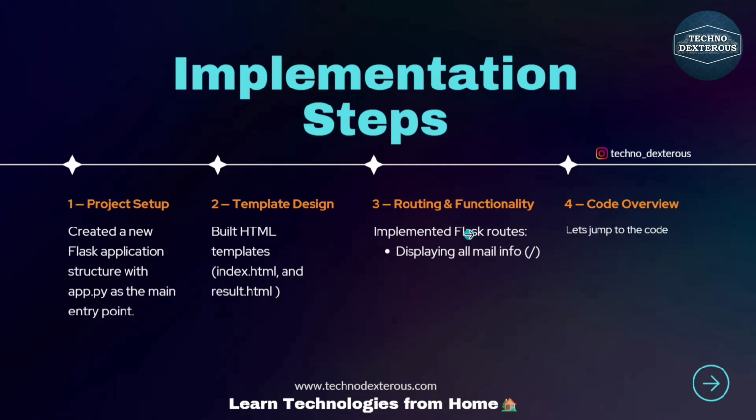Third one is functionality, routing and functionalities. Implement Flask routes. Display all mail info from slash. And the last one is the code overview. Let's jump to the code.